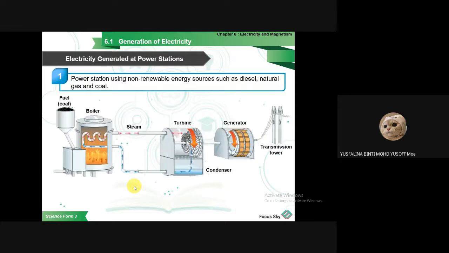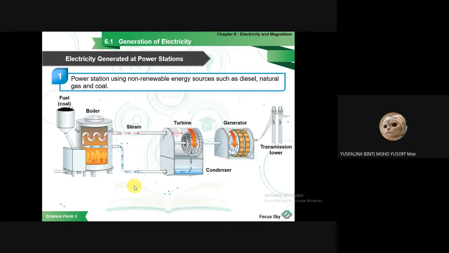So let's see the first one, the electricity generated at the power station. The first one is using the thermal power plant. Thermal power plant means it produces electricity by using heat. So where does the heat come from?